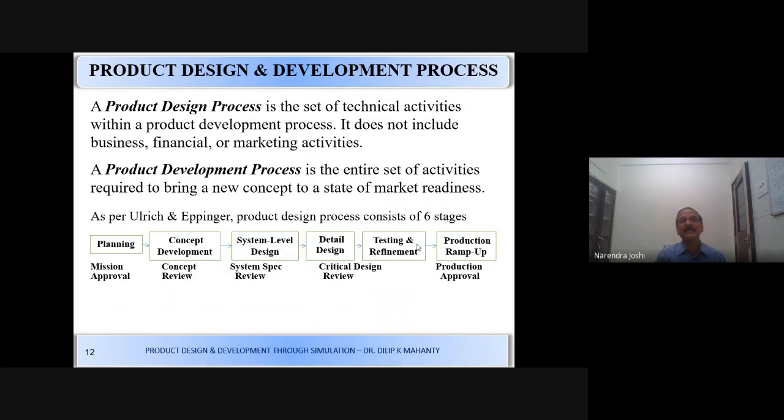Well, the product development process is the entire set of activities required to bring a new concept to a state of market readiness. So, Ulrich and Eppinger are very prominent. Both of them are practicing engineers turned academicians, and consultants to many firms. They have given this in stages: planning, concept development, system level design, detailed design, testing and refinement, and production. All this has vision approval and concept review. We review the things, then system specification review after designing is over, and then critical design review, detailed design, and testing and refinement. This is a very important cycle. After we get through all things, we go for production and go to the market.